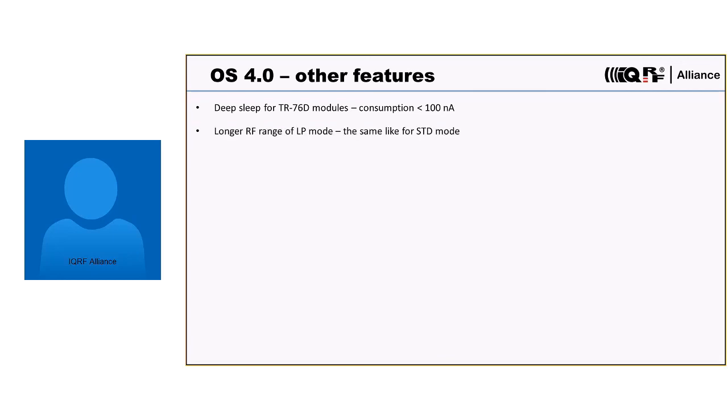Another new feature is that we extended the range of LP mode. That means that now the range is the same as for standard mode, and before it was like 60–70%. So that's a good progress. We also improved FRC. We added 1 byte in the package, so now we can download 1 byte from 63 nodes and 2 bytes from 31 nodes.